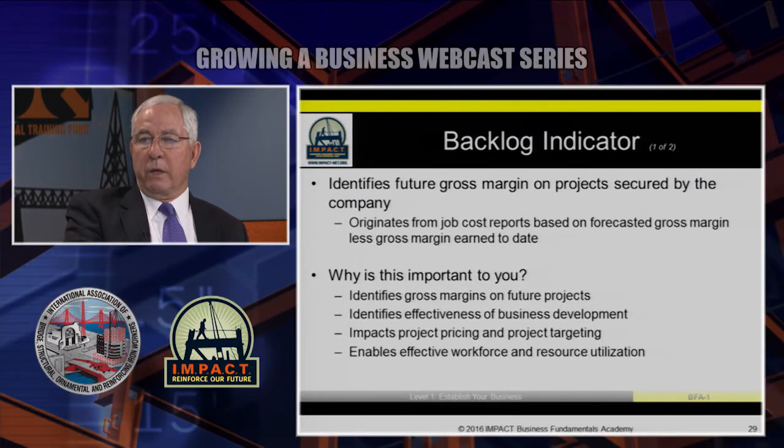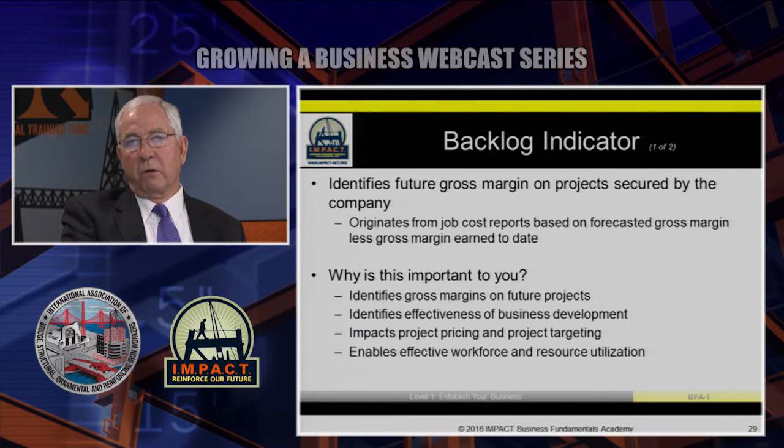Here's a couple more that we think are really important, because contractors are always bidding work. They're always running out of their backlog, so to speak. So the backlog indicator really identifies that future work that they have on their books, and it originates from the job cost reports. Based on the number of dollars of signed work and the revenue that we've earned, minus the estimated cost of that, it tells you what margin we've earned to date, and what we have left in our backlog to earn. And so it helps them manage the volume of their business.